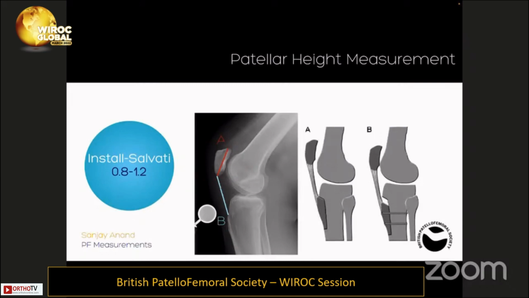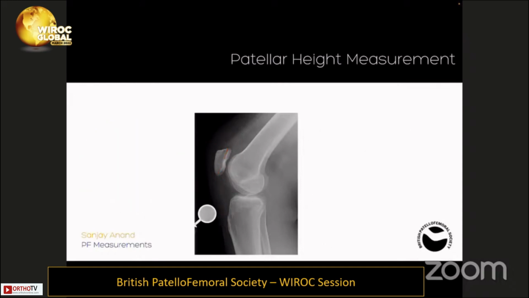If I was to do a tibial tubercle distalization, as is in the picture here, the Insall-Salvati ratio will be exactly the same, even though the patella has been distalized, and that's one of the disadvantages of it. The next way of measuring patella height is to use the Blackburne-Peel, and this is one I use personally.